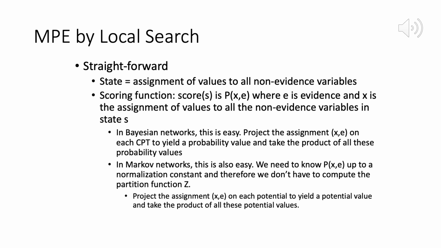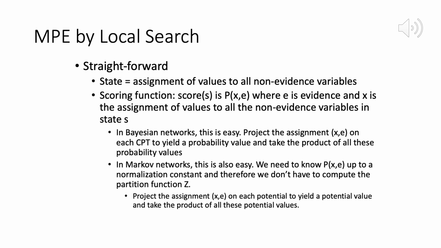All you have to do is project the assignment x, e on each CPT in the Bayesian network to yield a probability value. And then just take the product of all these probability values. Okay, so once you do that, you get the joint probability P of x, e.